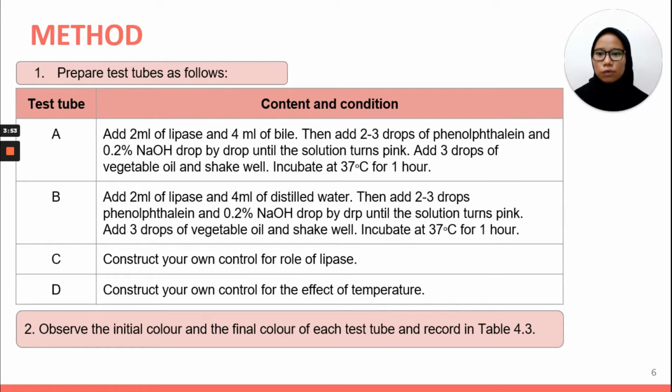For C, we construct our own control for the role of lipase, and for D, we construct our own control for the effect of temperature. Next, observe the initial color and the final color of each test tube and record it in table 4.3.